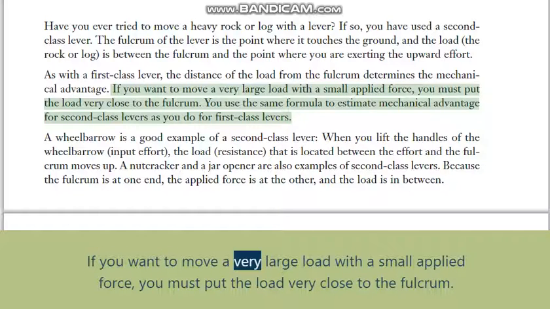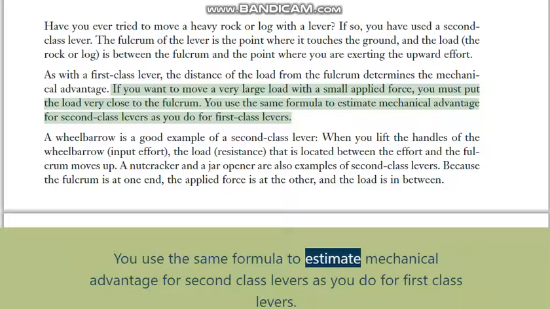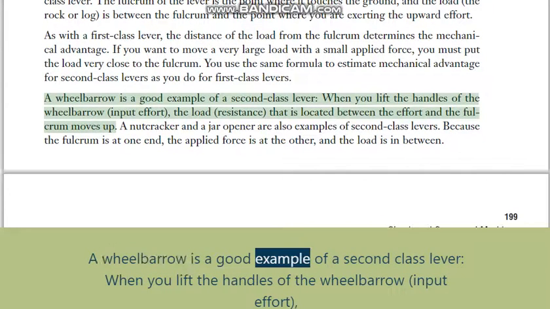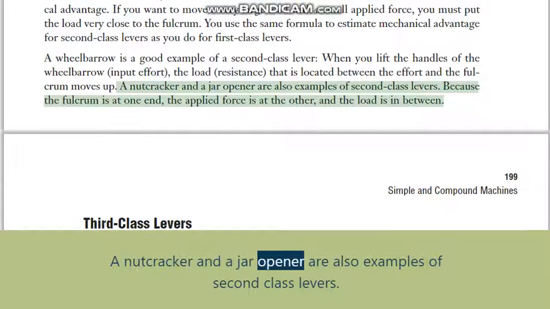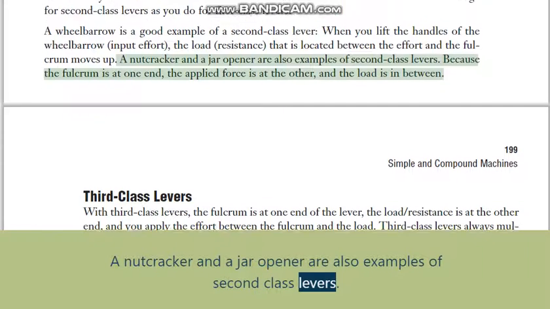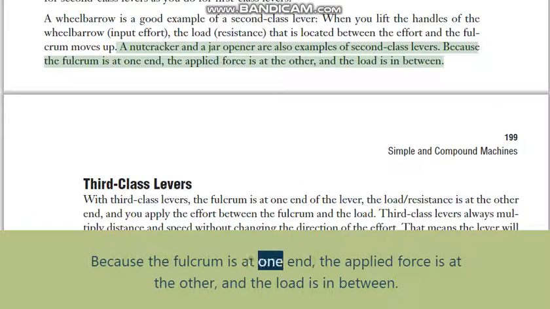If you want to move a very large load with a small applied force, you must put the load very close to the fulcrum. You use the same formula to estimate mechanical advantage for second-class levers as you do for first-class levers. A wheelbarrow is a good example of a second-class lever. When you lift the handles of the wheelbarrow, input effort, the load, resistance that is located between the effort and the fulcrum moves up. A nutcracker and a jar opener are also examples of second-class levers, because the fulcrum is at one end, the applied force is at the other, and the load is in between.